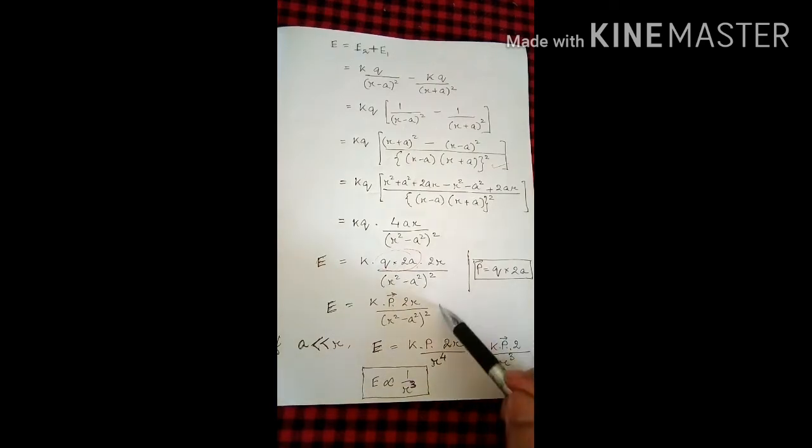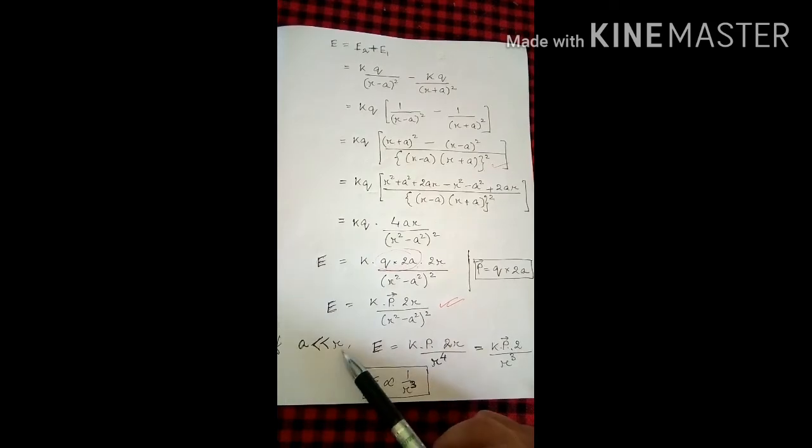So this is a very important formula. This is the formula for electric field intensity at the point P. Now what will happen if the distance a is much less than r? That means the point P is at a very far distance from the dipole, or we can say that the length of the dipole is very small compared to the distance r.